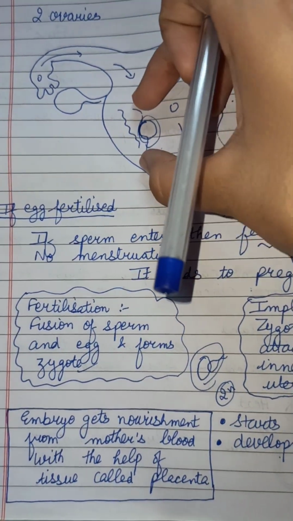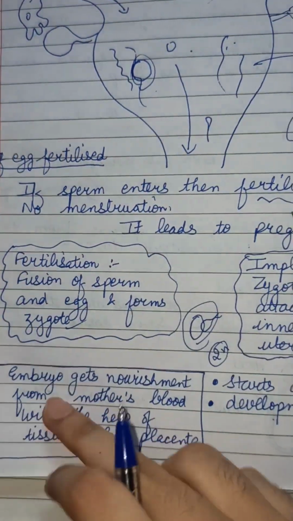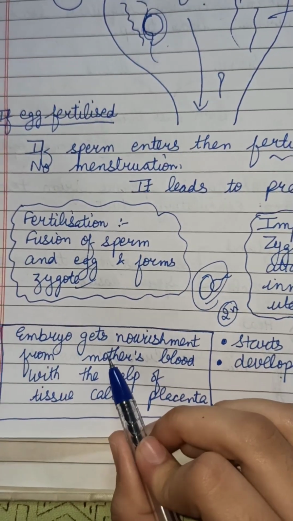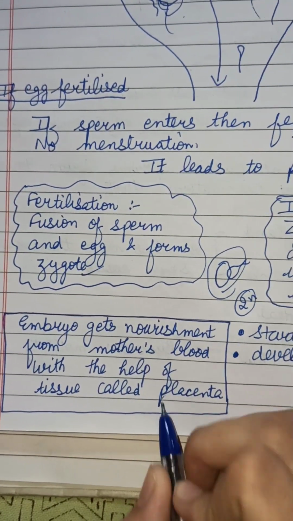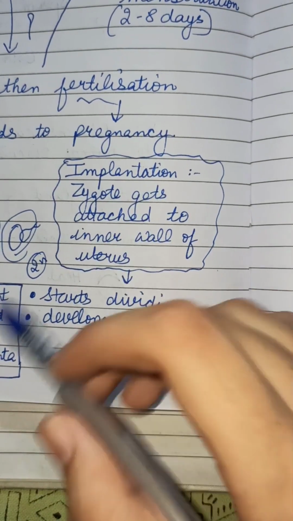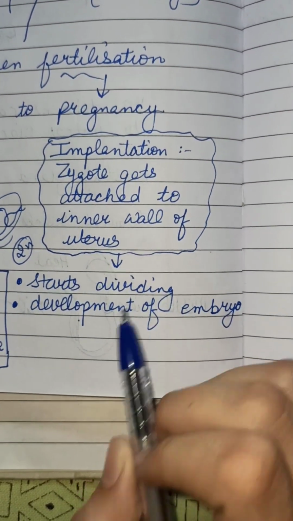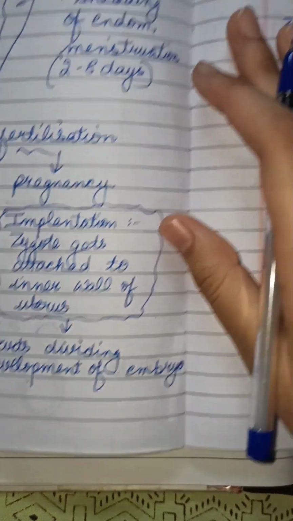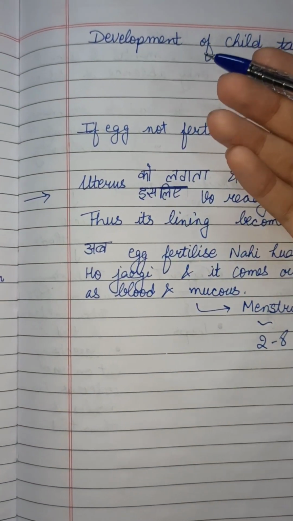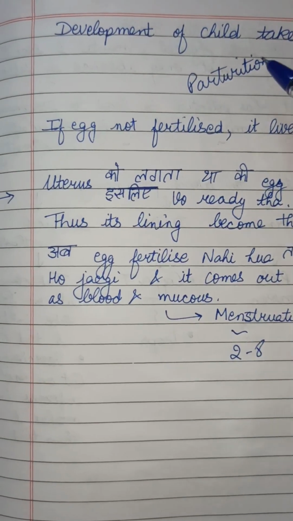When zygote will be attached to the uterus, it will further develop into embryo, then fetus. Now from where this embryo will get nourishment, like how it is developing, so it will get nourishment from mother's blood, and there is a special tissue which is called as a placenta. Now here I have written, as I have told you, that zygote further divides and develops into embryo and fetus. So zygote starts dividing and development of embryo takes place. As we know, the development of child takes 9 months, and after that a delivery of child, which is called as parturition. This you will study further in next classes.